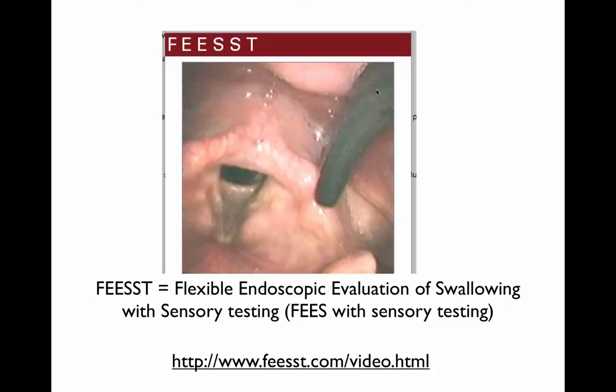I will say that FEES and FEAST both use the same kinds of PO substances that you would use in any assessment of swallowing. So whether it's a clinical assessment or an MBS assessment, it's going to be the same set of materials. Thin and thick liquids, solids, purees, and then any idiosyncratic materials that you are interested in. The only difference would be the blue dye that you need for FEES and FEAST.